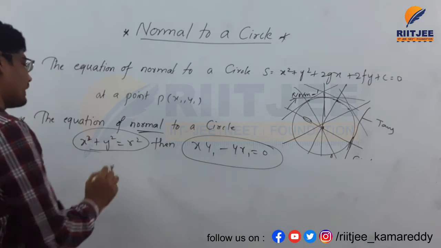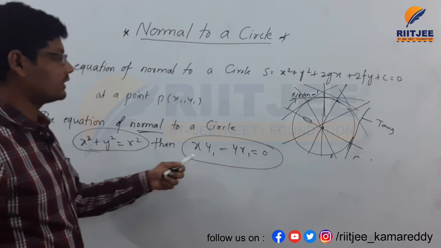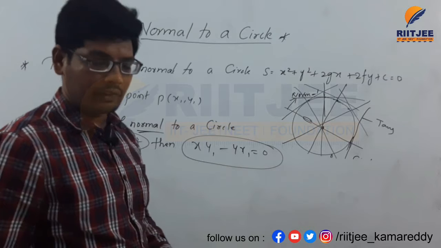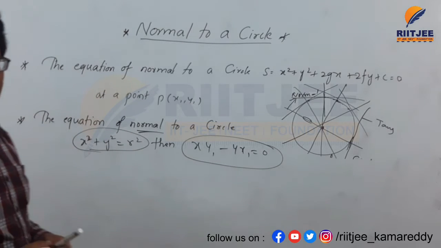It is in the form of x square plus y square is equal to r square. Then this is the condition for normal. Find the equation. Next one.